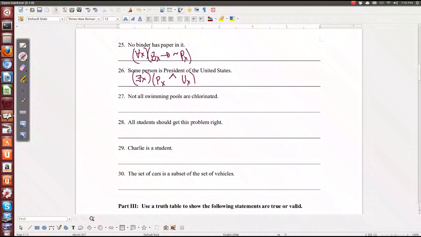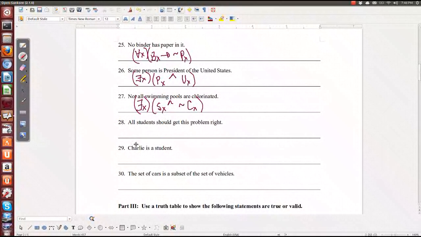Not all swimming pools are chlorinated. This is also an existential. But because I have that negation in there, the second term is what gets negated. So we're going to put negation CX. And we're talking about swimming pools, so that's SX.